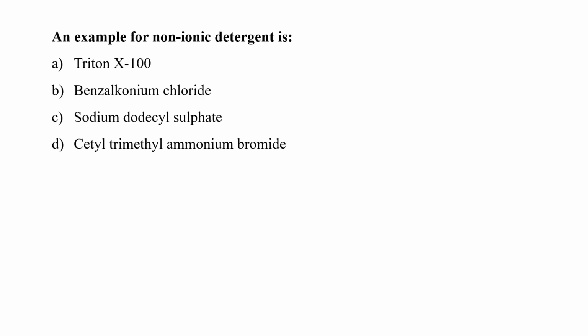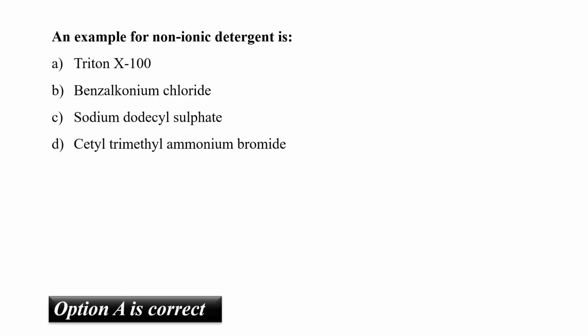An example of a non-ionic detergent is Triton X100, benzalkonium chloride, sodium dodecyl sulfate, or CTAB. Basically, detergents which do not have an anionic or cationic charge are called non-ionic detergents, like Triton X100. It is used for cell lysis. Remember, SDS, which is sodium dodecyl sulfate, is an anionic detergent, while CTAB is an example of a cationic detergent. So here option A is the correct answer.